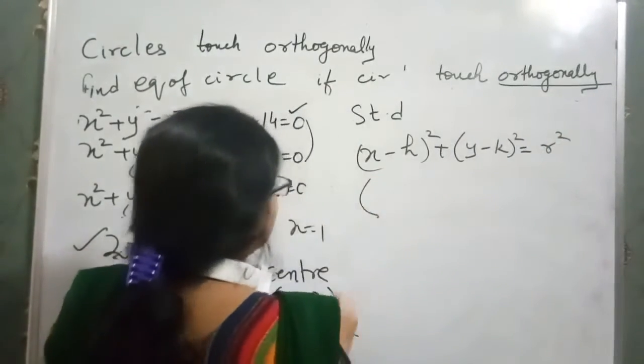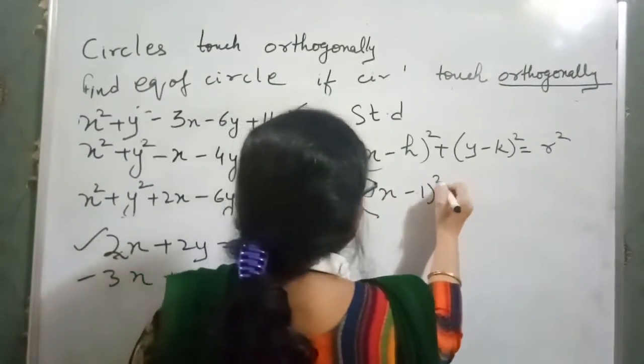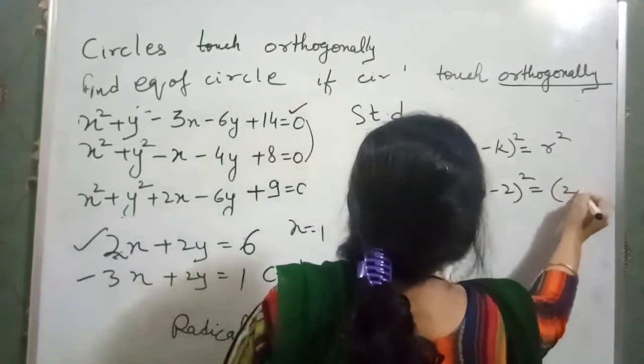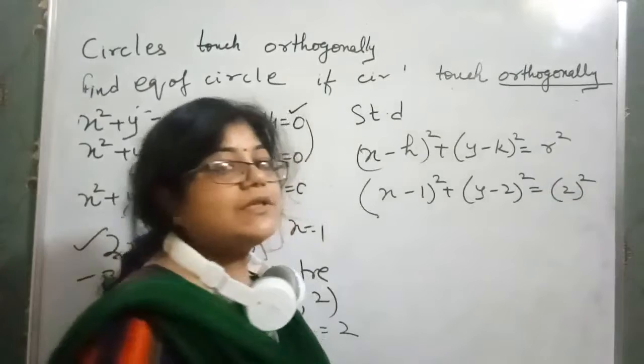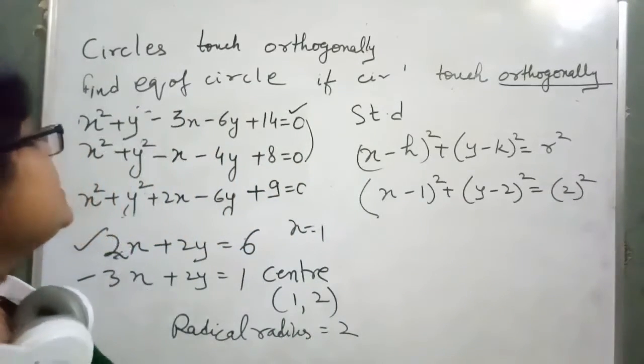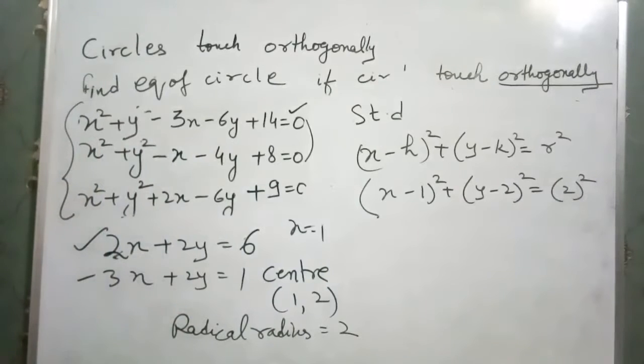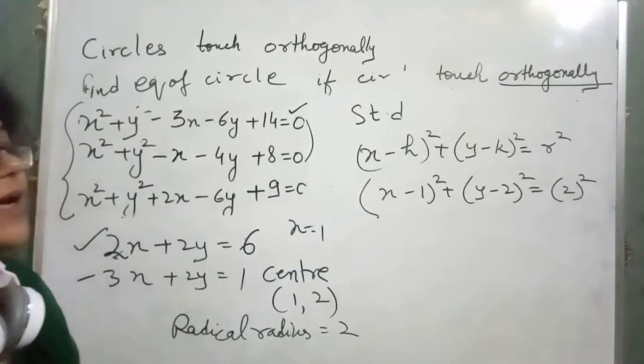Then what is the center? 1 and 2, so (x minus 1) whole square plus (y minus 2) whole square, and what is the radius? 2 square. When we solve this, we got the equation of the circle which touches orthogonally to 3 circles. Now one more question regarding the orthogonal concept I am going to explain to you.